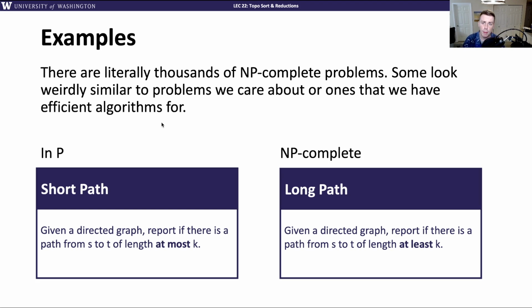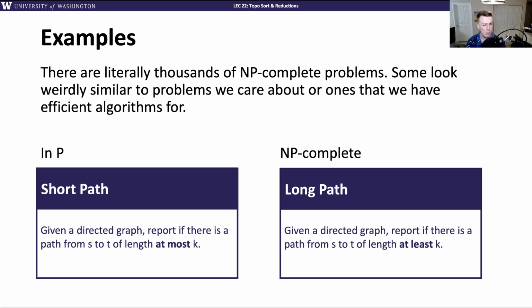These NP-complete problems are weird and usually abstract, and they also weirdly look really similar to a lot of the problems we've seen before. So for example, here are two problems. One I'm calling short path, which is: given a directed graph, report if there is a path from S to T of length at most K. That's a problem in P. There's an efficient algorithm for it.